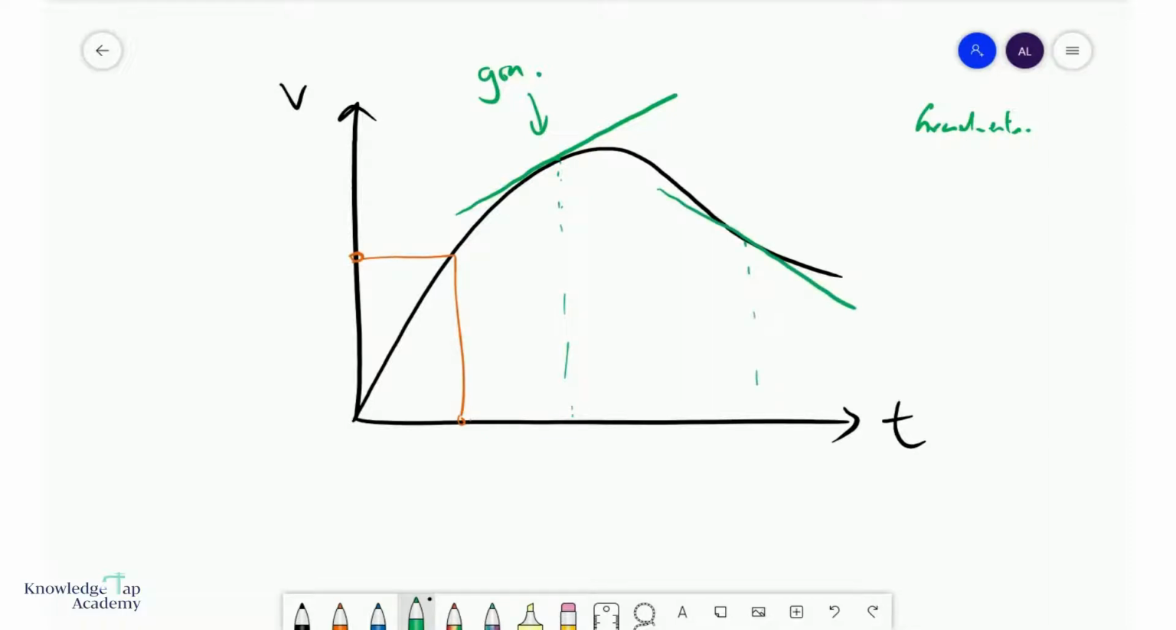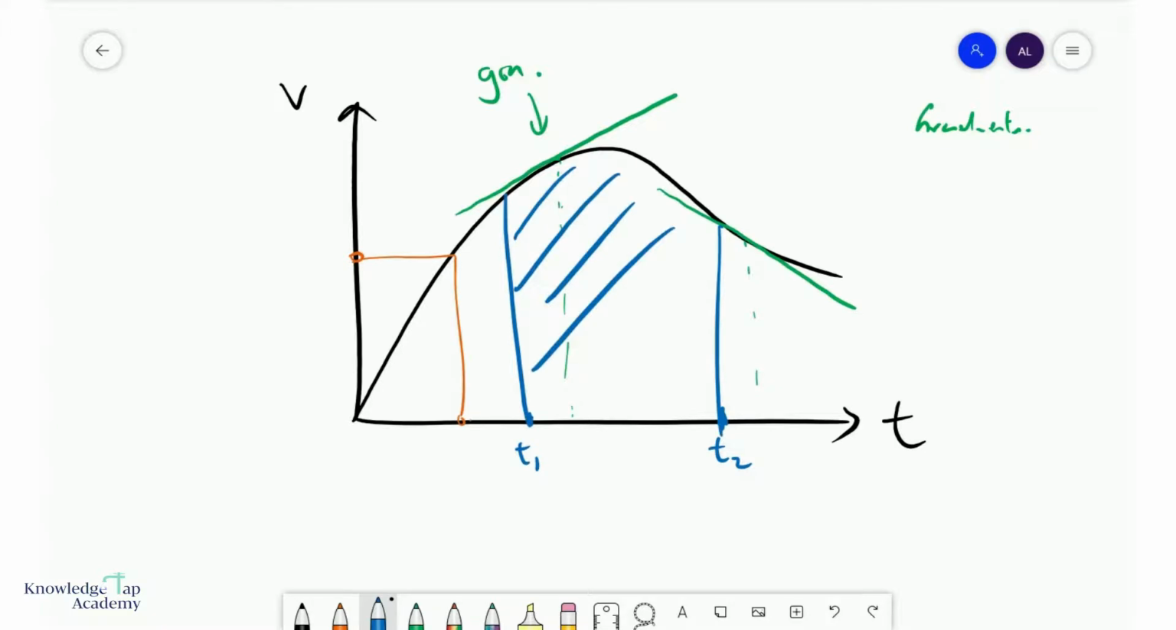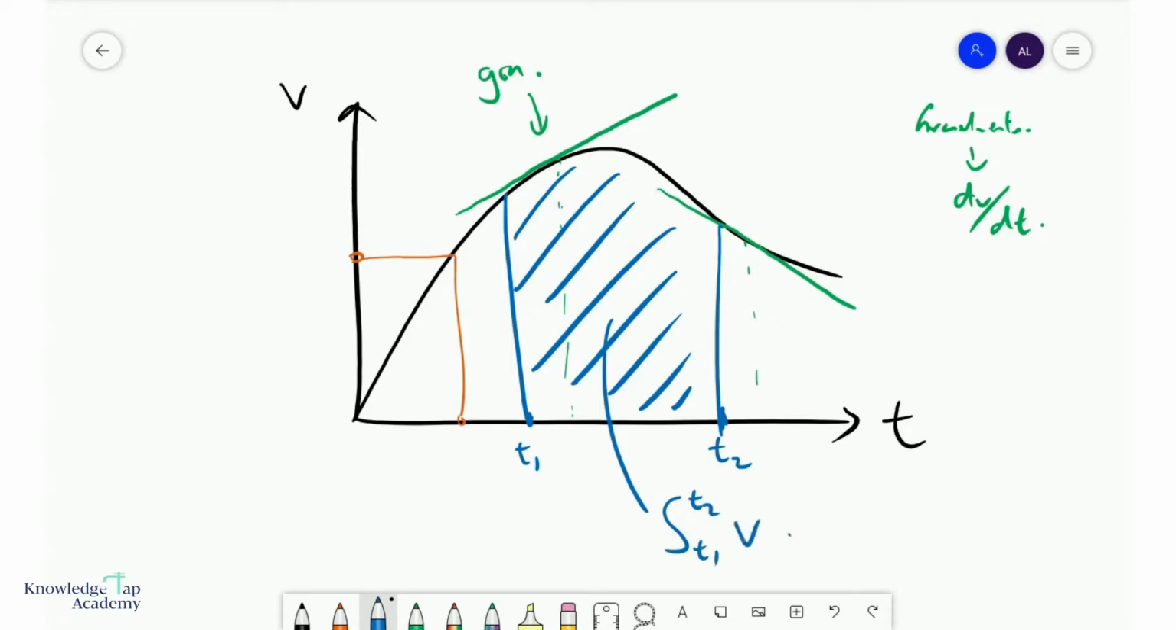Now, the last thing that we should be able to do when we look at graphs is to calculate the cumulative area between two points. So for example, I could ask for the cumulative area between T2 and T1, and that would simply be the area of this. Typically, gradients are represented as a differential, so in this case it will be dv/dt. And of course, typically areas are represented as integrals. So this over here would be the integral from T1 to T2 of v dt.